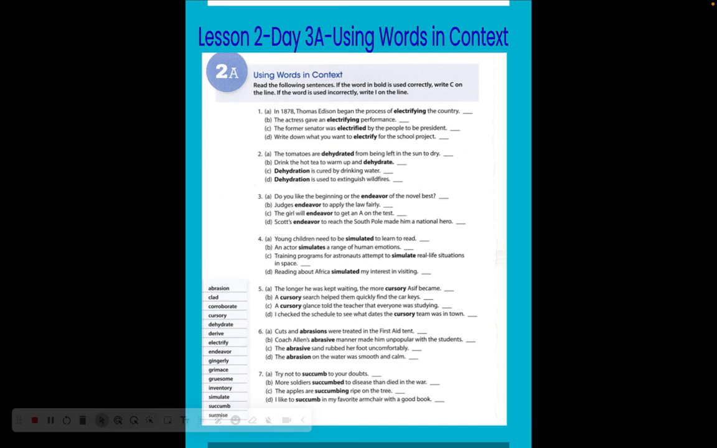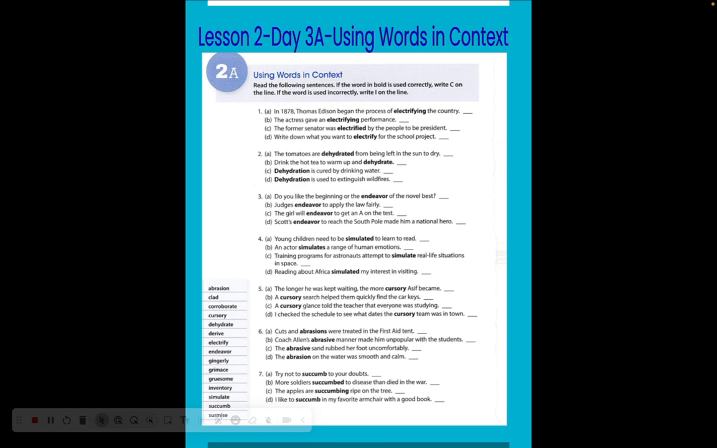All right, let's go to number 2. The students are dehydrated for being left in the sun to dry. Dehydrated, we know, is to take the water out of something. And so we wanted them to dry up. That is exactly what would happen. So that is correct. Put a C on the line.